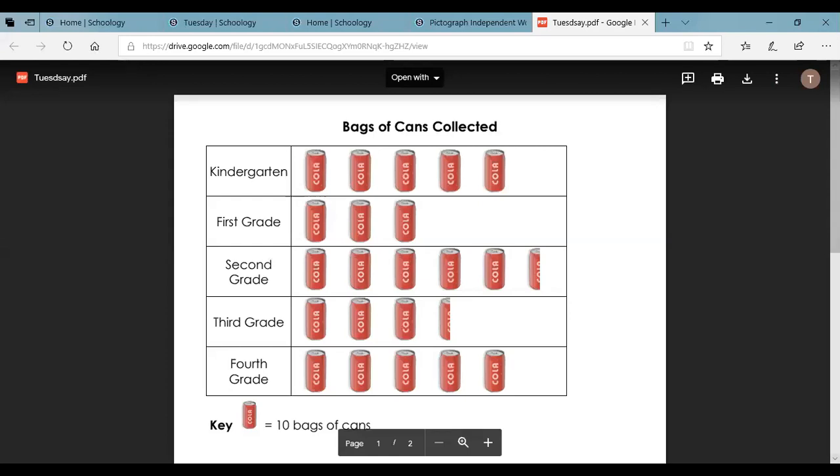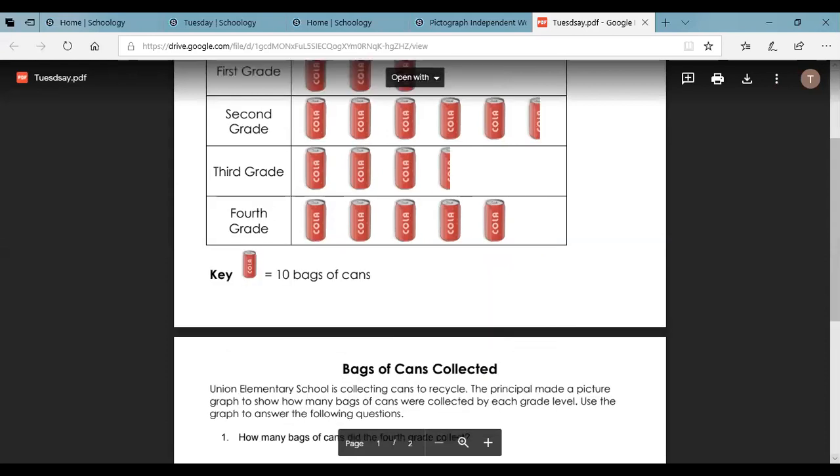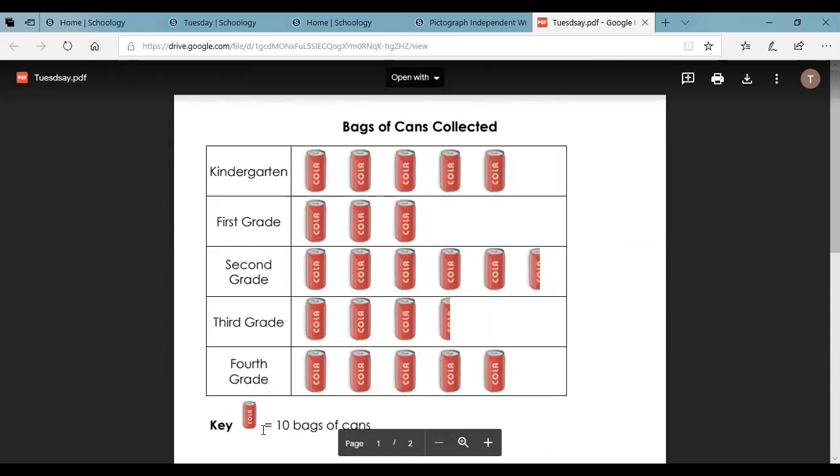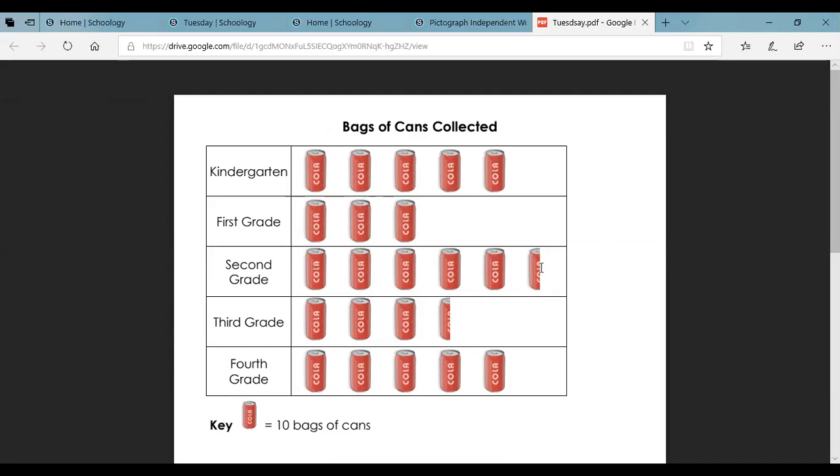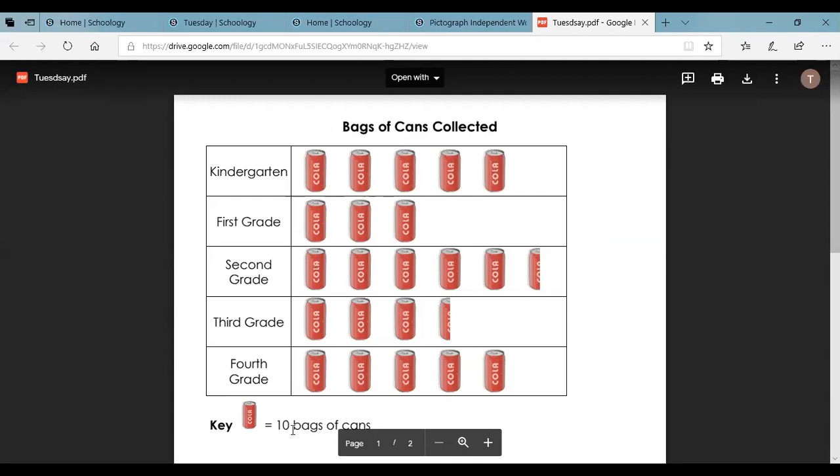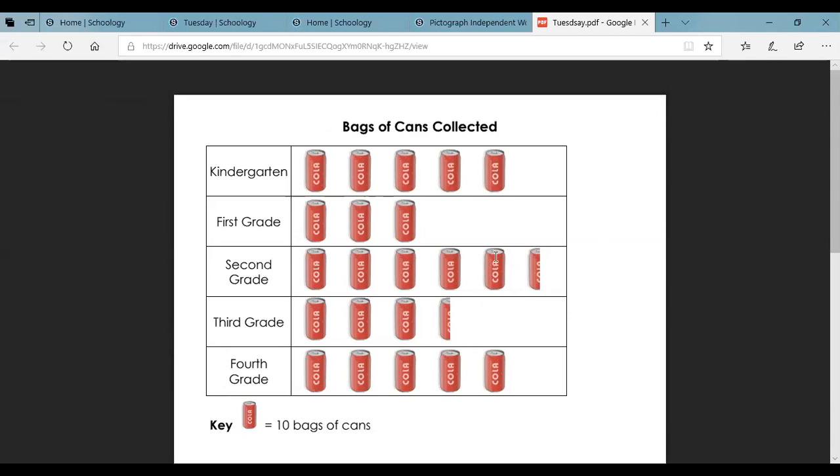So this would be what you would do on your own, and you do have your questions. Now, the key says each can equals 10 bags of cans. And if you see half of a can, that should be your clue that it's going to be half of 10. So there's a number that's 1/2 of 10. So that way you can be able to count it. So in conclusion, pictographs are used to show data on different things. It has labels, and it has a title and a key as well.